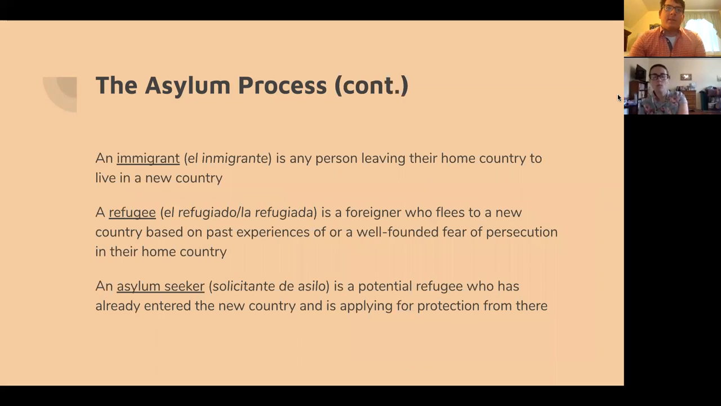So here we give the actual terms and a bit of a description of their definitions, as well as we're beginning to integrate the Spanish into it. So an immigrant, el inmigrante, or un inmigrante, etc. You can keep advancing it.